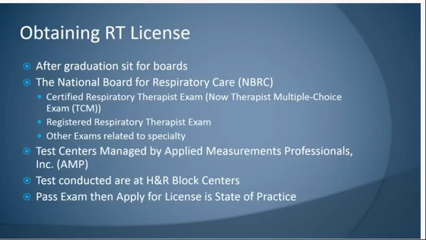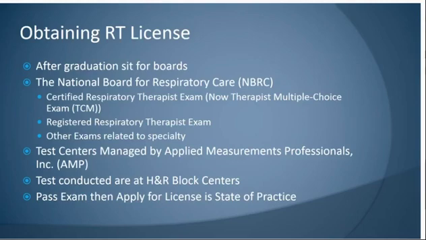So how do you get your respiratory license? After you graduate, you're going to do what's called sit for board, and this means you're basically going to go in and take an exam. This exam is offered by what's called the National Board for Respiratory Care, or the NBRC. They offer a couple examinations that you need to pass in order to get a license to go ahead and work. So the exam you take now is called the Therapist Multiple Choice Exam, or the TMC. It previously was offered as two separate exams, but now it is one. And this will give you your Certified Respiratory Therapist examination and your Registered Respiratory Therapist examination.